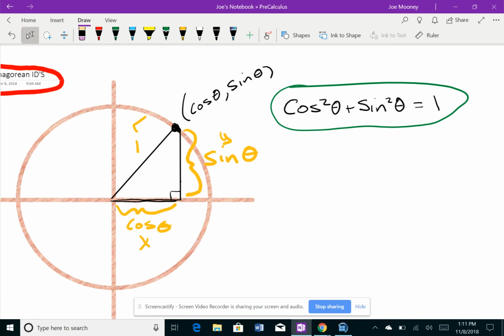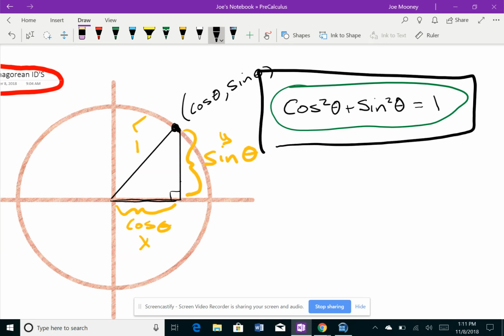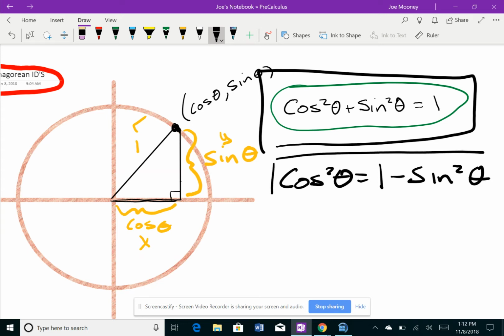My suggestion to you is you only memorize 1. You understand the right triangle, and you commit this to memory. Everything else will develop muscle memory as you use it, and you'll be able to manipulate it. You'll have plenty of time to do it on a test. So from here, I could say that cosine squared is equal to 1 minus sine squared. And I could just keep going on all day long, right? I could say sine squared is equal to 1 minus cosine squared.